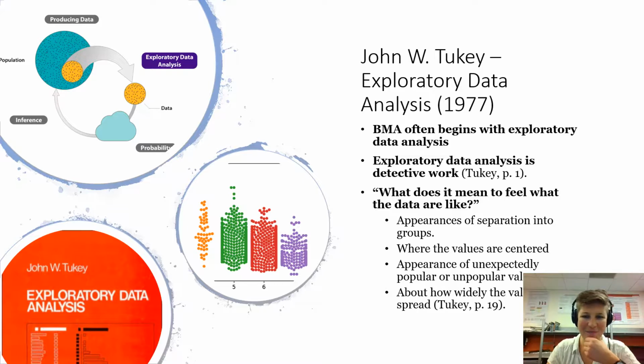So Tukey asks, what does it mean to feel what the data are like? This is the part of exploratory data analysis that really allows us to look at our data in the exploratory phase and feel it out in a systematic way. He identifies that we can look at appearances of separation into groups. We can also look at where the values are centered. We can see where there are unexpectedly popular or unpopular values, as well as the distribution or the spread of the values.